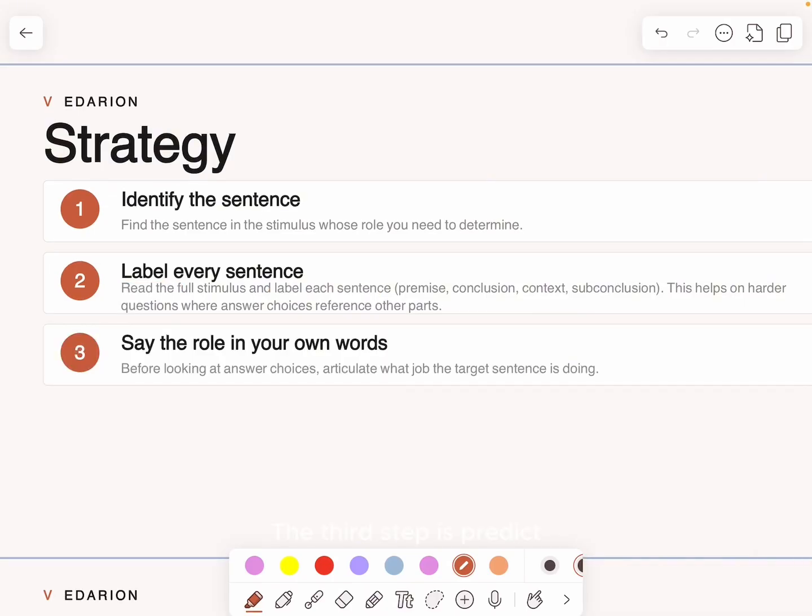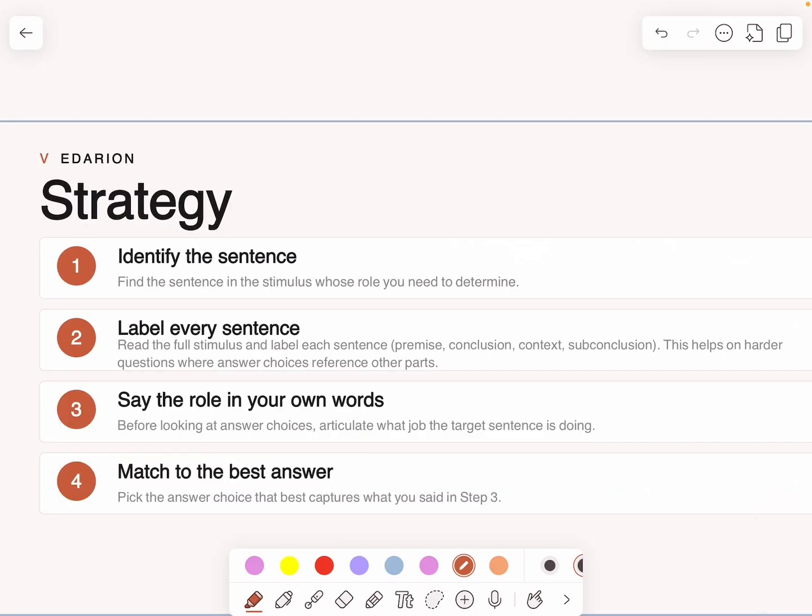The third step is predicting. So you want to say the role in your own words before going to the answer choices. This is your anchor and your guide, and it will help you figure out which answer choice is right and not fall for a trap answer choice.